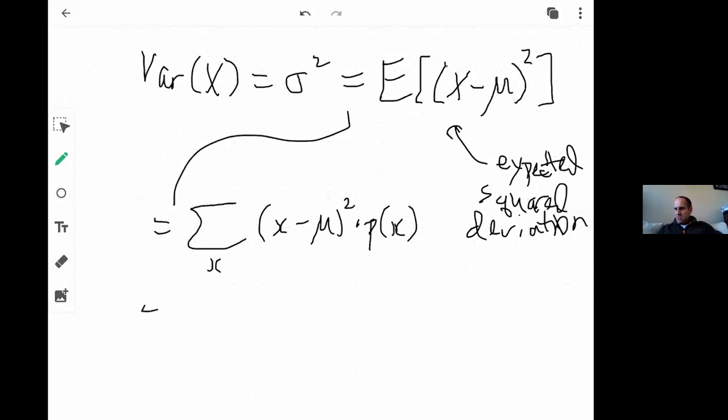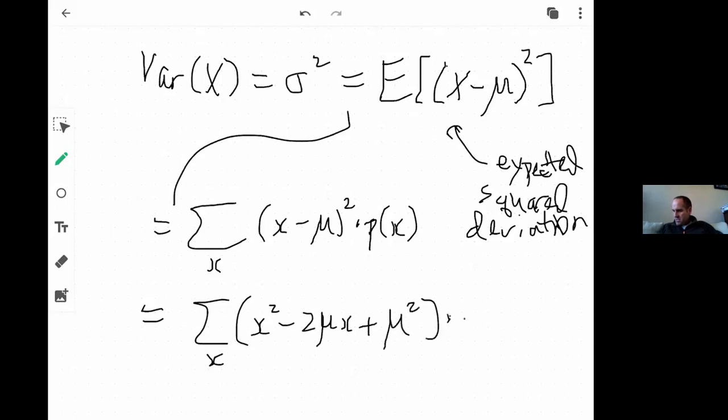And then watch this. This is equal to the sum over x. If I square this out, that's going to be x squared minus 2 mu x plus mu squared, times p of x. This is a sum, so I can break this thing up. And by the way, mu is a constant, isn't it? That's the expected value. That's a number. So I can treat that as a constant as I break this thing up.